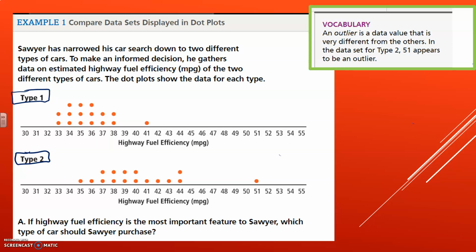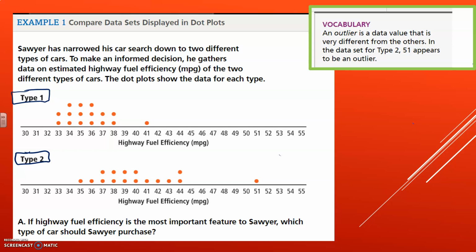The question below is, if fuel efficiency is the most important feature for Sawyer, which type of car should Sawyer purchase? So maybe pause the video real quick and just look at what you see and see if you can come up with a guess or an educated decision on what he should do.